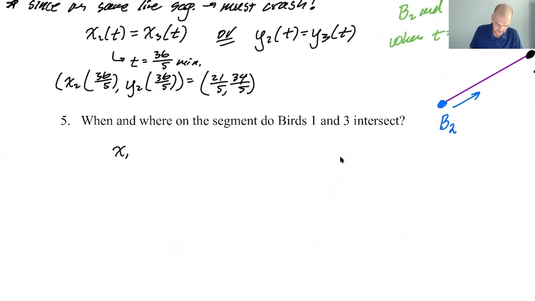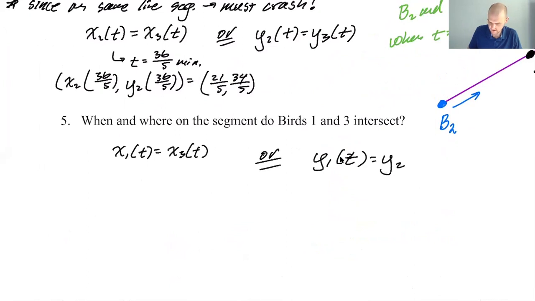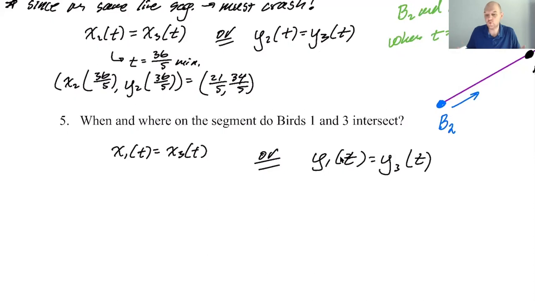So I'm going to say x1 of t equals x3 of t, or y1 of t equals, I was going to write 3, I don't know why, y3 of t, that's why, because it's supposed to be y3 of t. One or the other. Let's go to the calculator, let it solve it for us.